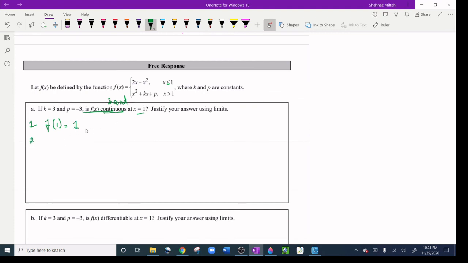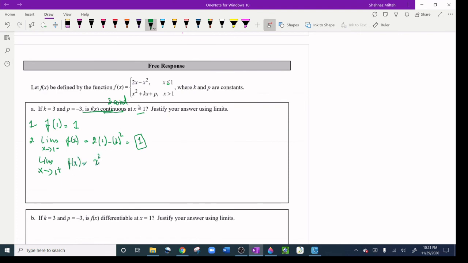Condition number 2: the limit as x approaches 1 from the left of f of x. So which one is the left of f of x? Left is that one, which is 2x minus x squared. Plug in 1 minus 1 squared. It's going to give me 1 again. Then I have the limit as x approaches 1 from the right of f of x. The right portion, I'm using that one.